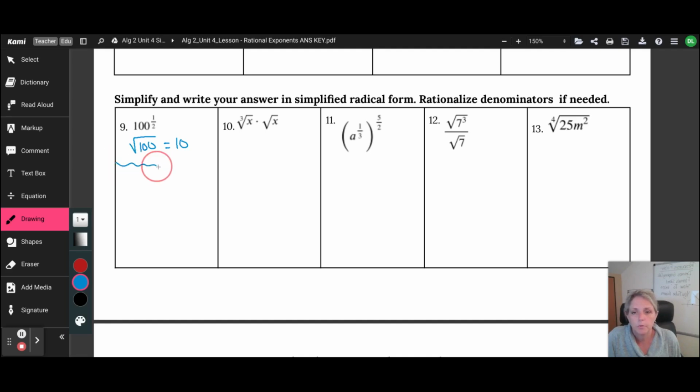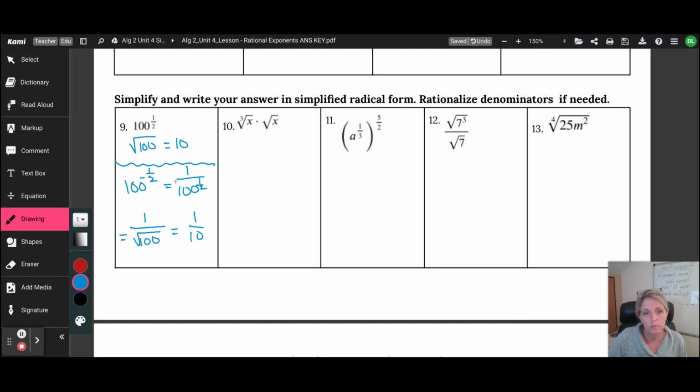Now, I do want to point out, if this exponent were negative 1/2, remember that negatives mean you put them in the denominator of the fraction. So this is 1 over 100 to the 1/2, which would be the same as 1 over the square root of 100, which would be 1/10. So make sure that you're paying attention to your exponents as well for positives and negatives.